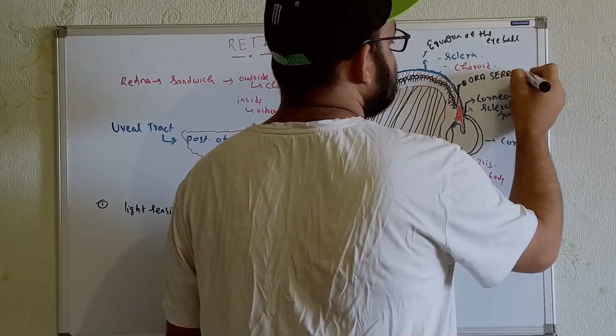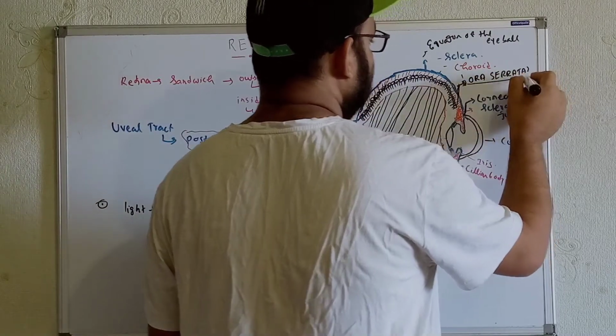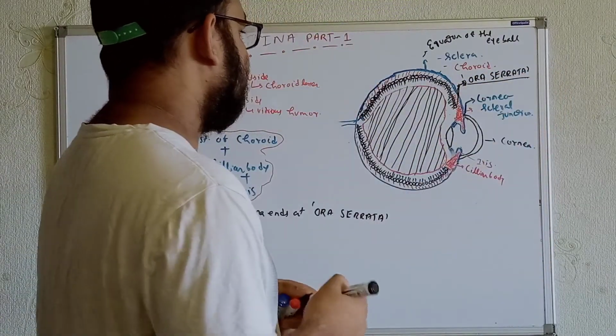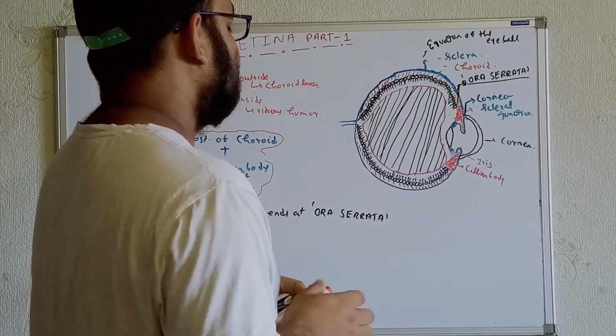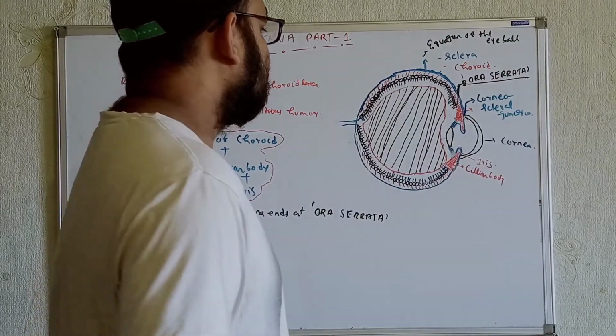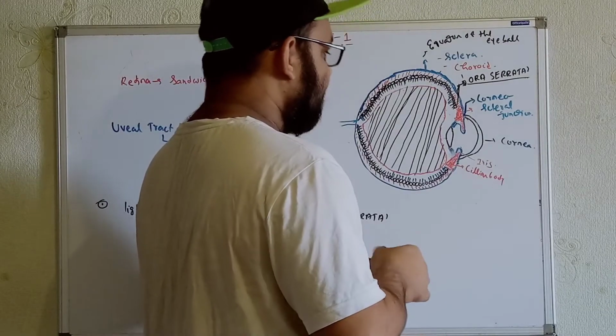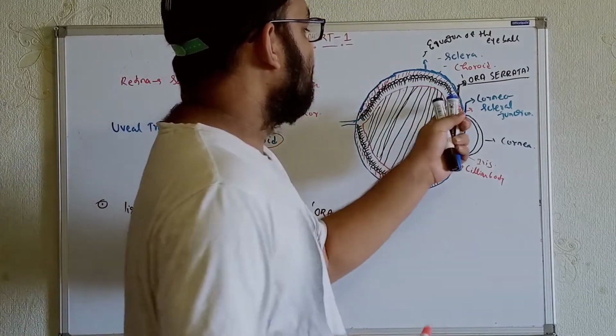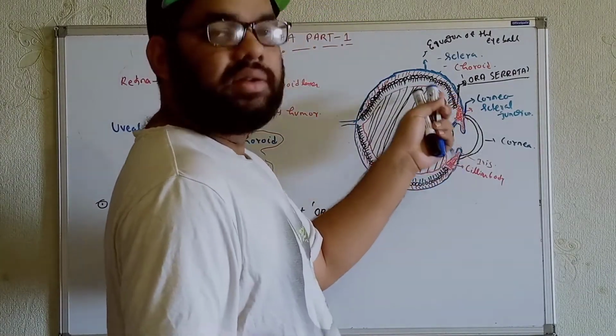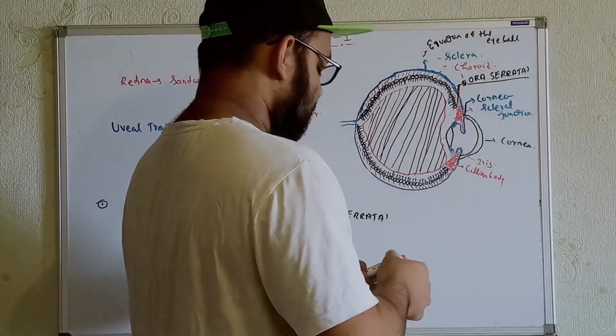Hope it's clear. Okay, so the light sensitive part of the retina, that will be ora serrata. Now sometimes we can also see there are extensions of these layers. We can see the extensions of the retinal layers, where, okay, let me show over here with this color.